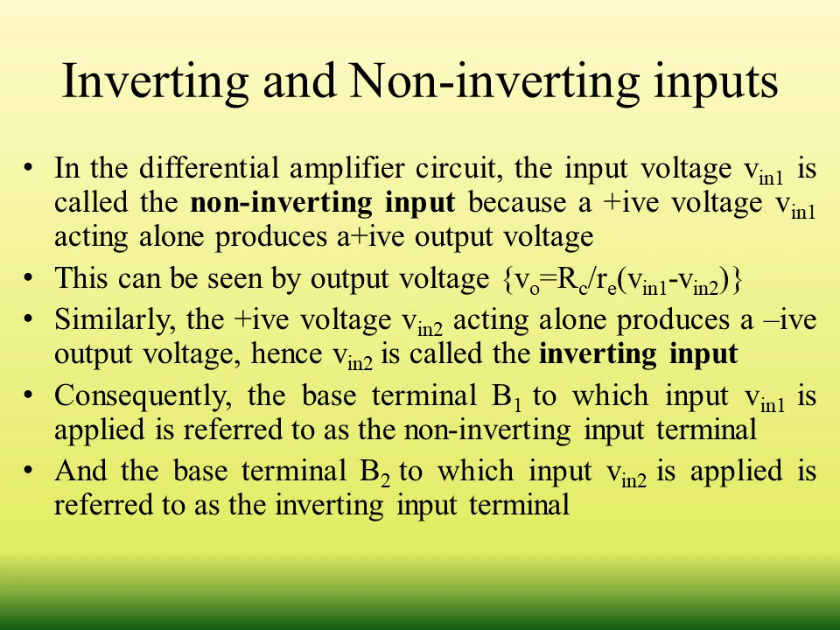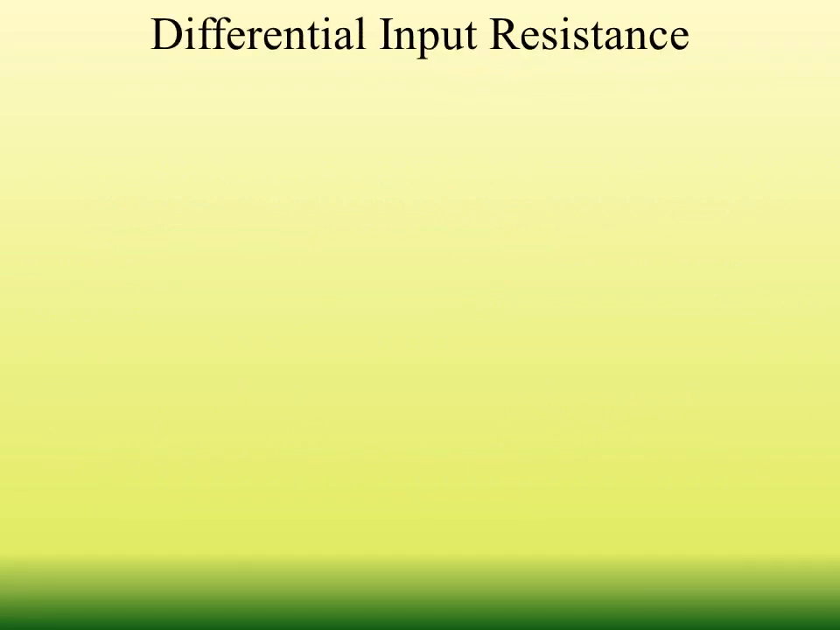But these two terminals can always be interchanged. Here we have considered the collector C2 to be more positive with respect to C1. So these two inputs can always be interchanged. Now we will calculate differential input resistance using the same AC equivalent circuit.